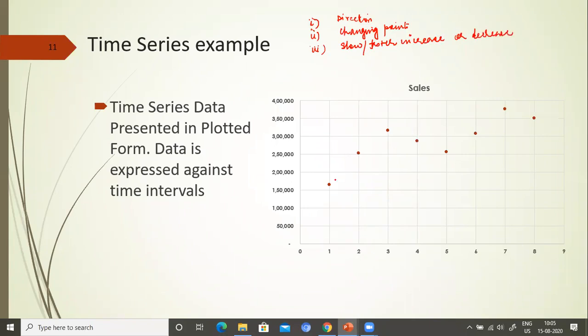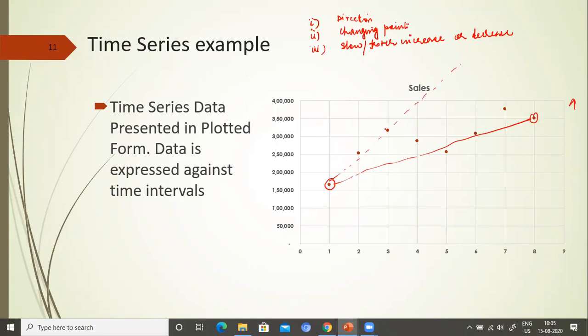So let's see. What does this show? There has been a definite increase. I can see there is an increase for sure, right? This point is below, this point is up. So there is an increase, definitely. Changing points. Was it a steady increase? No, it's not a steady increase. Had it been a steady increase, the graph would have probably continued in this direction, correct? All of you with me?